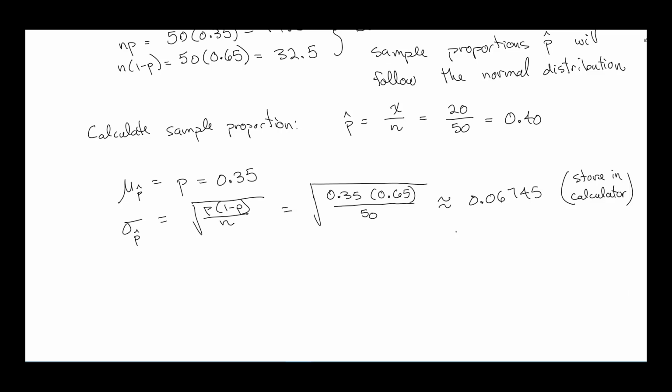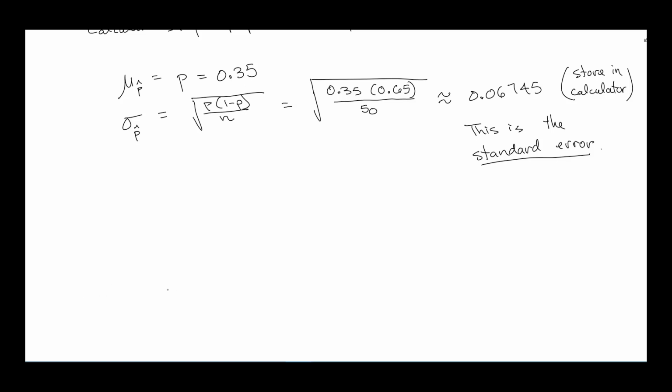Okay, this is my standard error. Okay, so remember when we had the standard error of the mean? This is the standard error of the set of all the sample proportions. Okay, so now we need to calculate our z.